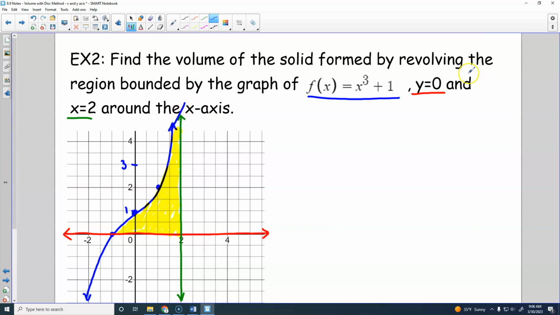So what we're doing here is we are revolving around the x-axis, so it's like we're taking this vertical slice right here and we're revolving that around the x-axis to make a circle. So this right here is our radius, which is just going to be the equation of the cubic. So x to the third plus 1.